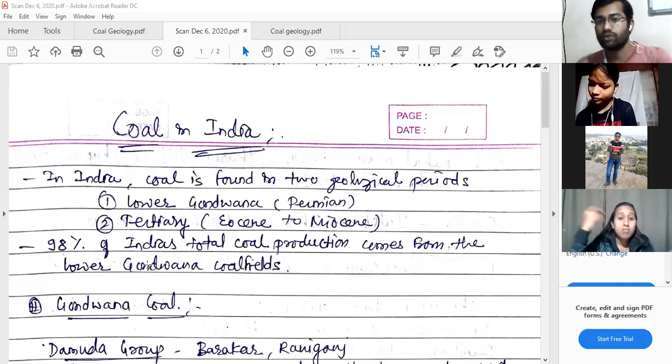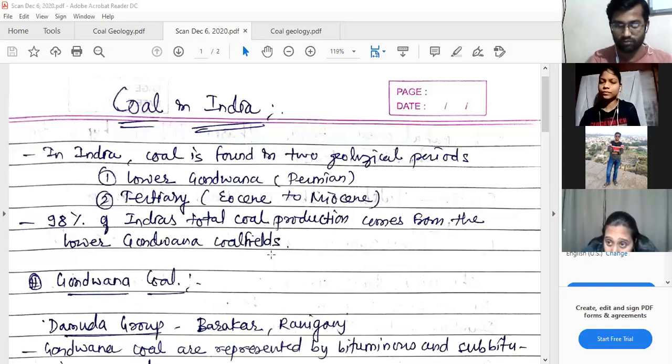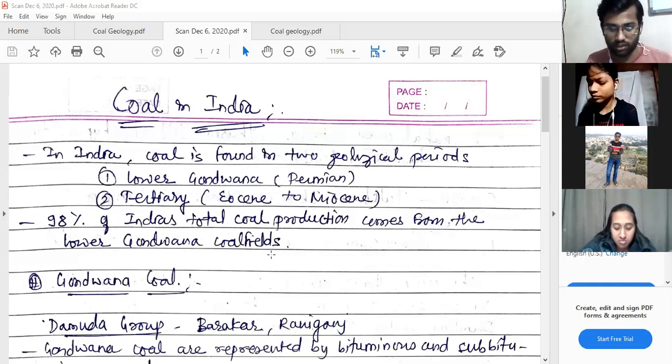So in India, coal is found in two geological periods. One is mostly lower Gondwana, Permian or Permo-Carboniferous, and the second one is lignite, that is tertiary coal, ranging from Eocene to Miocene. And 98% of India's total coal production comes from lower Gondwana coal. Actually lignite is contributing very little, but that 2% is very important. We have lignite mines in Rajasthan and in Tamil Nadu. And now recently Odisha. Not lignite mining actually, Neyveli started mining bituminous coal in Odisha also. Till now Neyveli was situated only in Tamil Nadu and Rajasthan.